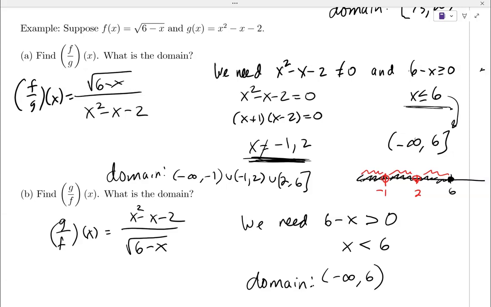So notice the order in which you're doing the division is going to matter, right? In the first example, we had to worry about when the denominator was equal to 0, that x squared minus x minus 2 piece. When we flipped it upside down, we didn't have to worry about it anymore. What questions do you have on that?